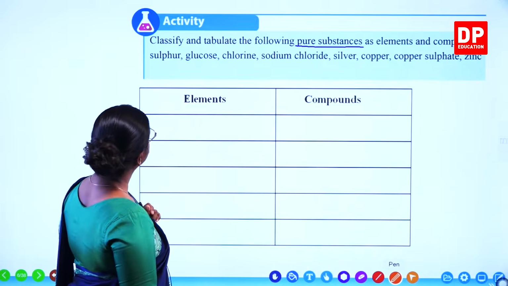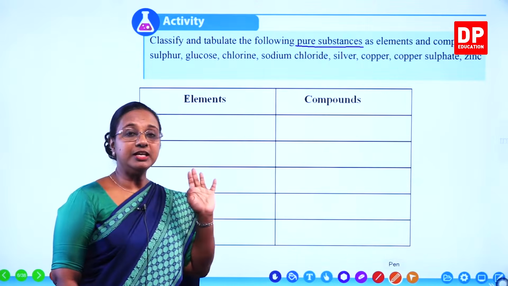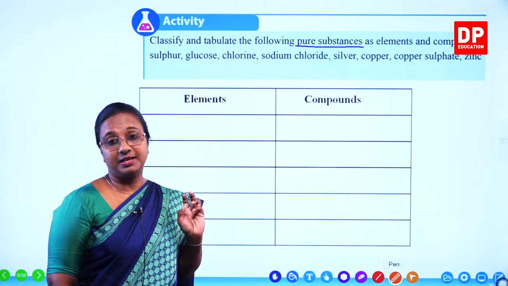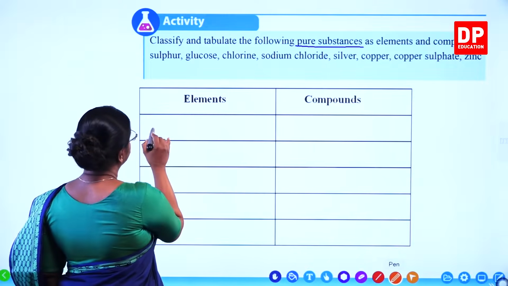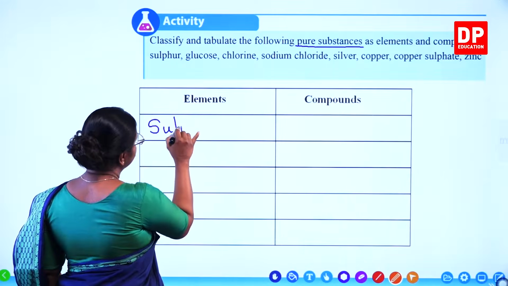The first one, sulfur. Now, sulfur is made up of only sulfur particles. So, that is a pure substance, that is an element. So, sulfur is an element.